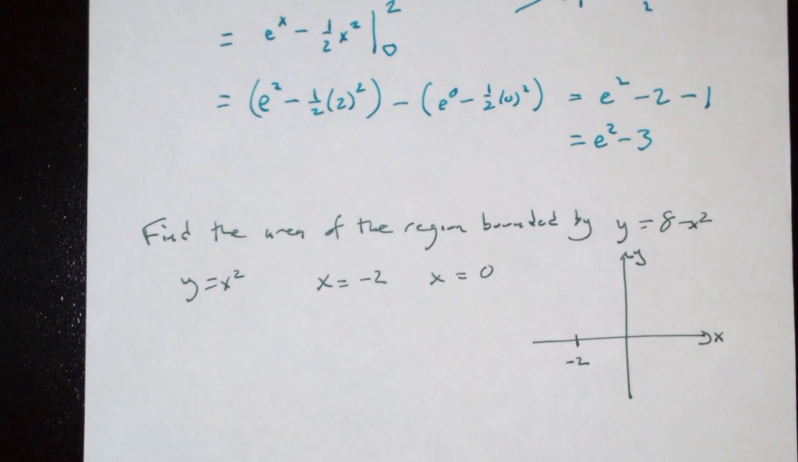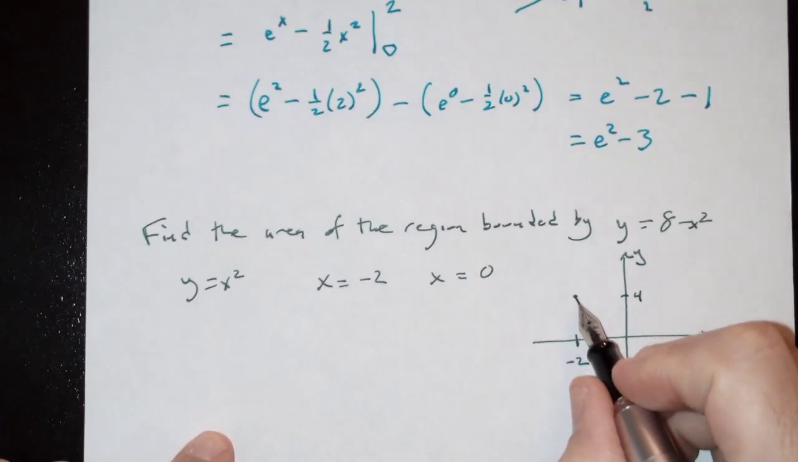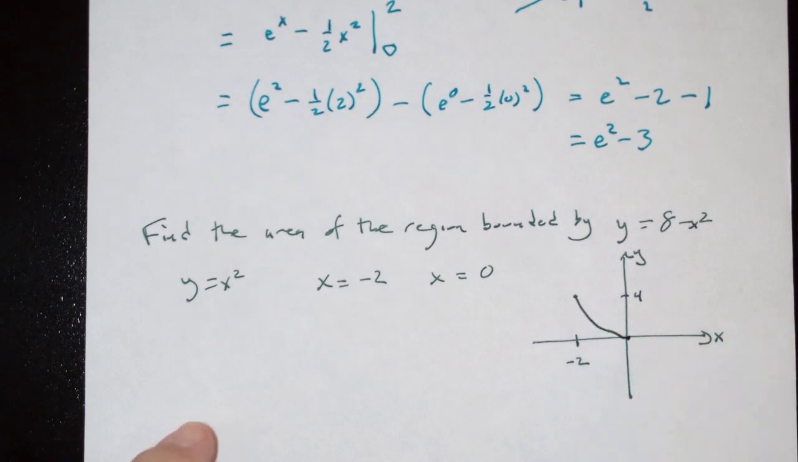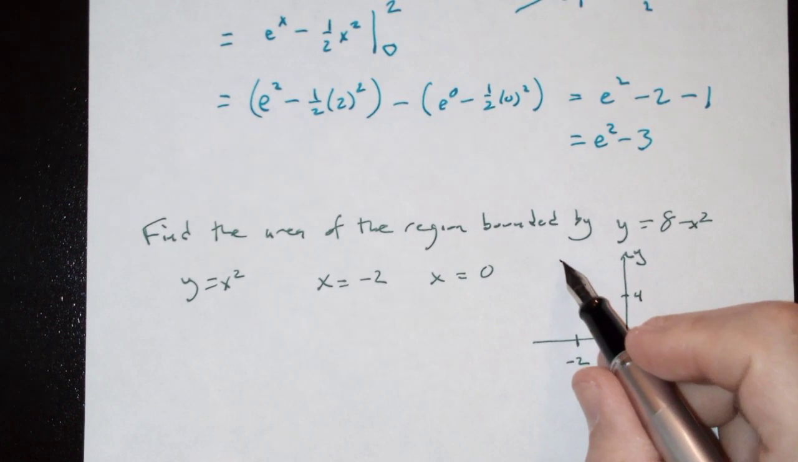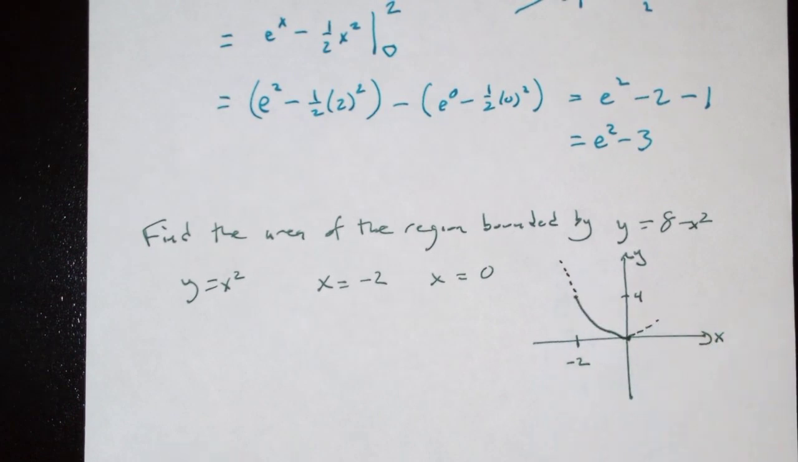If I graph y equals x squared, that's the parabola we've been using before, right? So I know that that's going to go like that, more or less. Kind of wiggled there at the end, but I'll live with that. I know it actually keeps going, but I only need the part between -2 and 0.